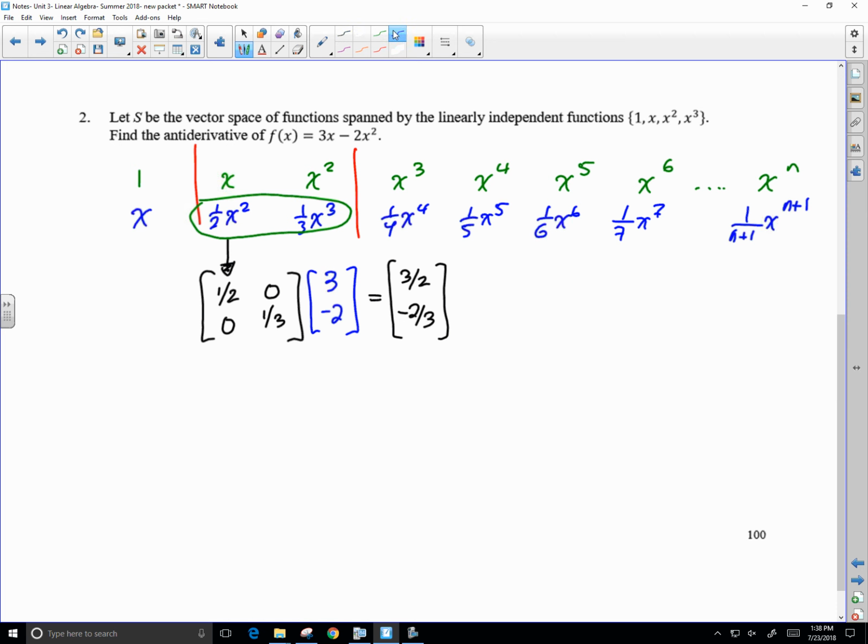Because in our antiderivative space, we're looking at powers of 2 and 3. This would then become 3/2 x to the second minus 2/3 x to the third, plus a c because calculus. So this is what you want to map into.